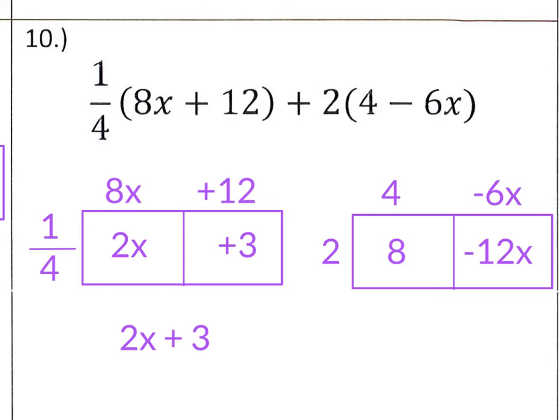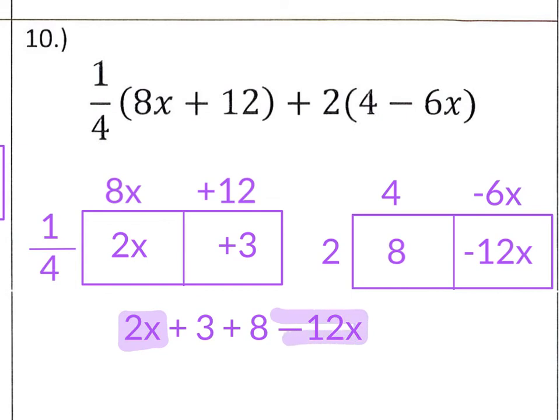So I have an 8 minus 12x that needs to come into my answer from before. So I have the 2x plus 3. Now I'm going to add plus 8 and then minus 12x. Now I'm not quite done yet. I do see some like terms. I see I have 2 x terms and then 2 constants. So I'm going to start with my x, keeping it in standard form. 2x minus 12x. So 2 minus 12 in my calculator, or 2 plus a negative 12, gives me a negative 10x.